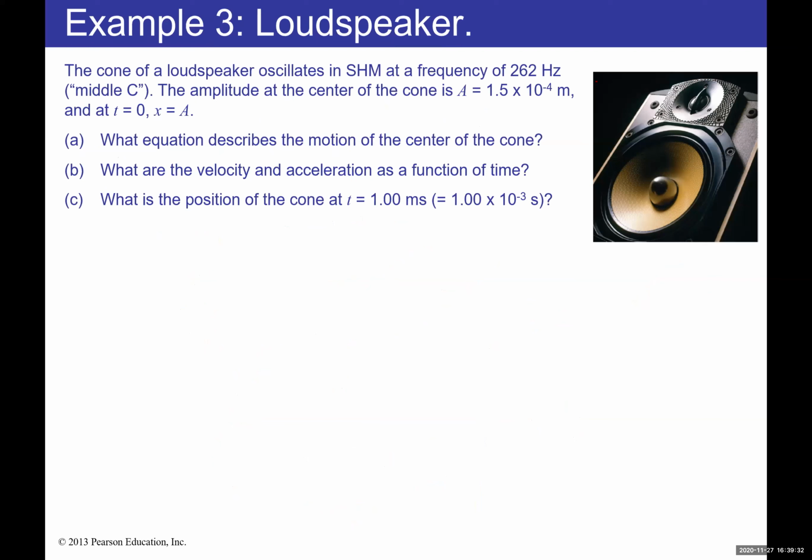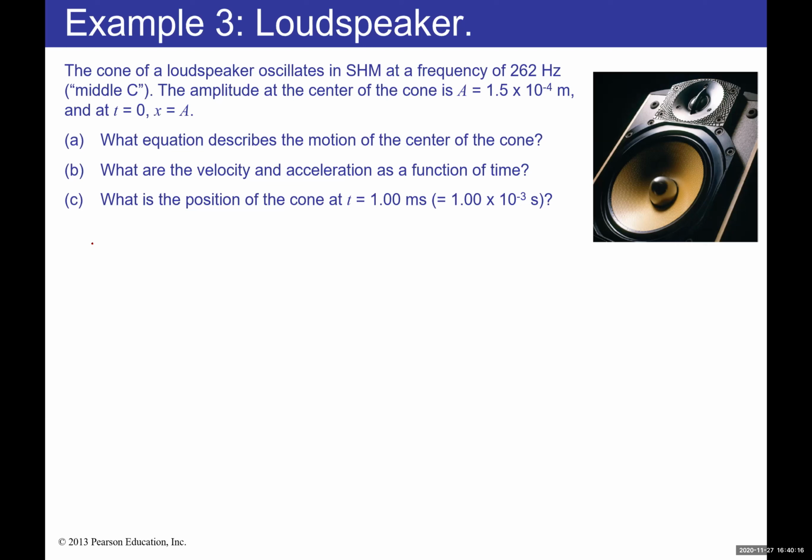Right, so here's another example. The cone of a loudspeaker oscillates in simple harmonic motion at a frequency of 262 hertz, which is middle C. The amplitude at the center of the cone is given as A equals 1.5 times 10 to the negative 4 meters, and at t equals 0, x equals A. Now, what equation describes the motion of the center of the cone? So we need to write down that equation for position. Then what are the velocity and acceleration as a function of time? And what is the position of the cone at t equals 1 millisecond? That's basically what we need to do.